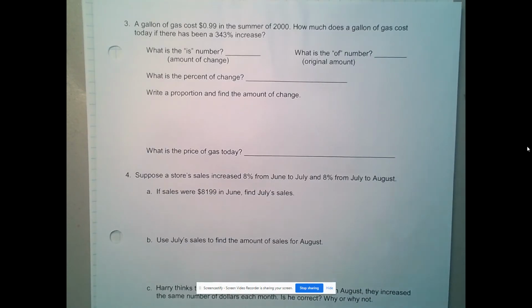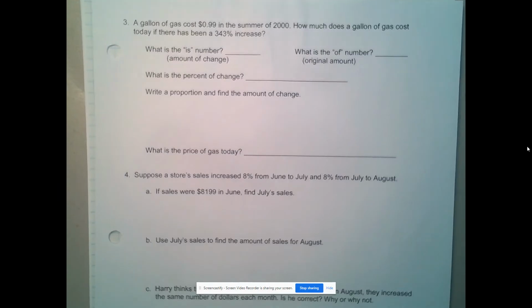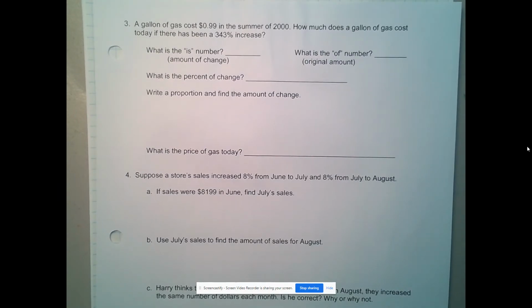That's the tricky part. Number 3, a gallon of gas cost 99 cents in the summer of 2000. How much does a gallon of gas cost today if there had been a 343% increase? So here's where the setting up the problem becomes really important. What is the is number? What's the amount of change?